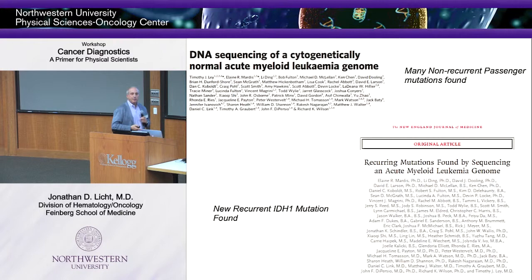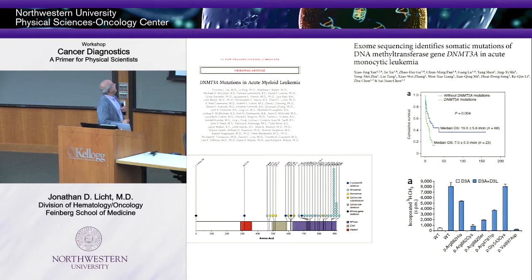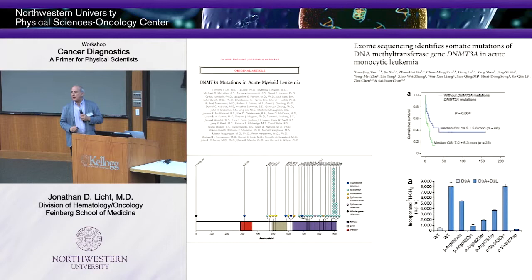And subsequently, Ley's group found DNA methyltransferase mutations, very interesting because this is a major enzyme that affects DNA methylation and epigenetic regulation. This is a recurrent mutation. Similarly, a group in China found this as well. And this is important because patients with the mutations do pretty badly compared to patients without the mutations. In fact, recent evidence suggests that we should be changing therapy based upon the presence or absence of this mutation.